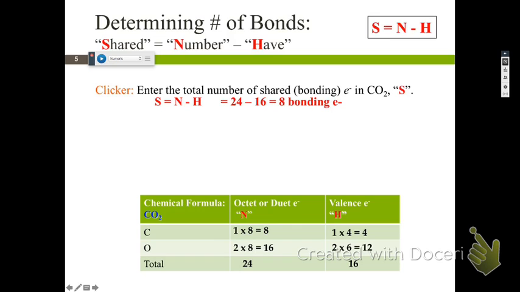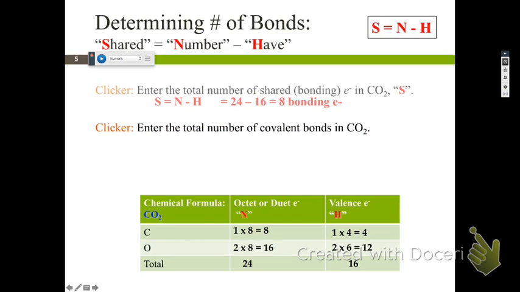Using S equals N minus A, 24 minus 16, that's 8 bonding electrons. Every bond has 2 electrons. So that means that we have 8 bonding electrons. We divide that number by 2, because each bond has 2. And we have 4 bonds.